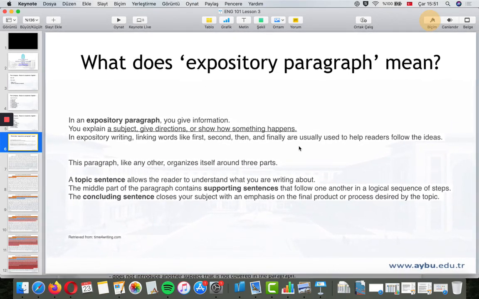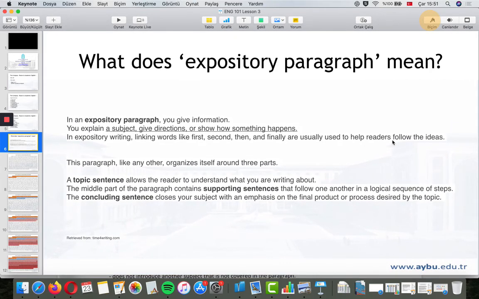Okay. It says, what does expository paragraph mean? When you write an expository paragraph, you give information. You explain a subject, give directions, or maybe show how something happens. In expository writing, linking words like first, second, then, and finally are usually used to help readers follow the ideas. This is an organization hint, let's say.